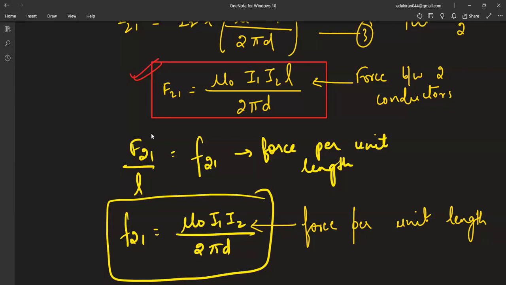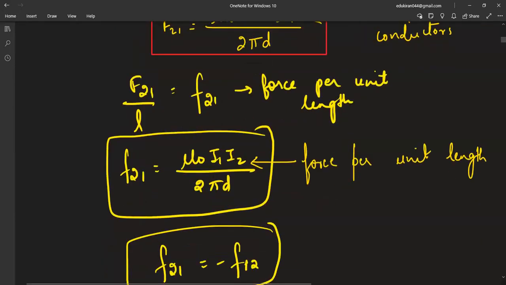And class, one more thing. This is F21, which means force on second due to the first one. If I want to find force on first due to second, do not do anything. It's just the negative of it. So F12 is actually the negative of F21, and F21 is the negative of F12. This is helpful if you have one part, and in your question both the parts are asked. So don't waste your time performing the entire calculation.